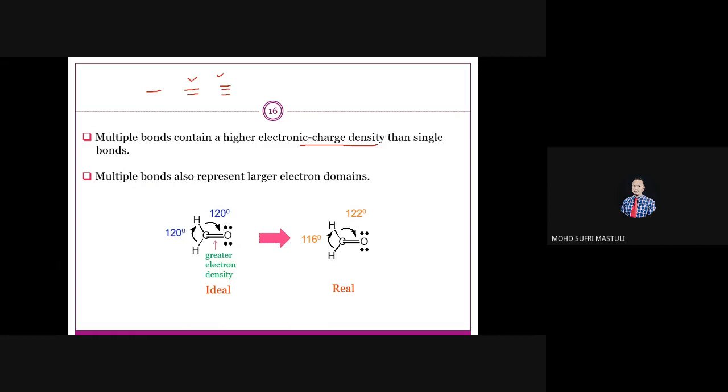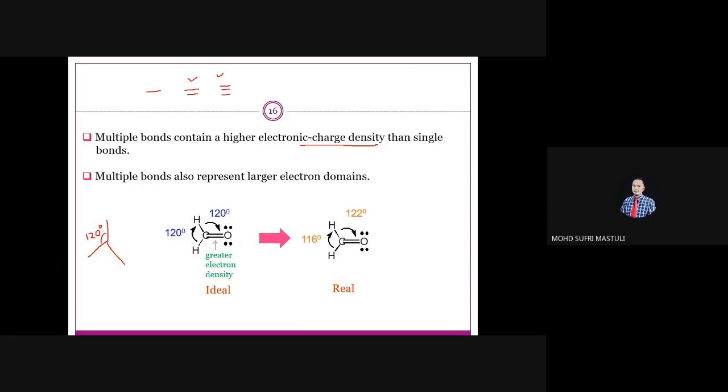So in this case, the electron domains are 3. So the electron domain geometry should be trigonal planar. In the ideal case, it should be 120. Okay, 120, 120, 120, and also 120.